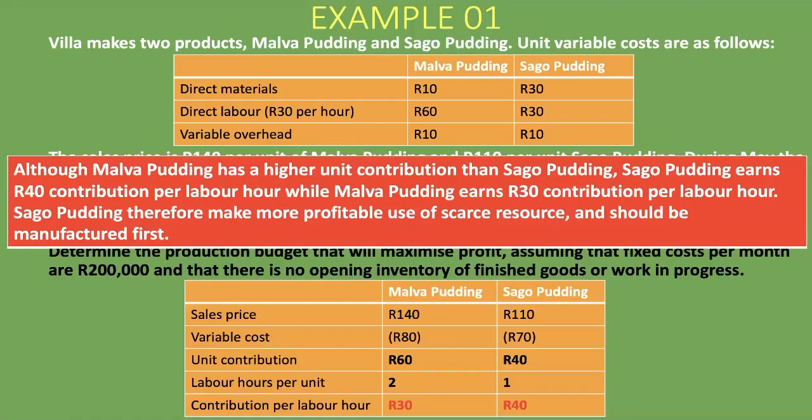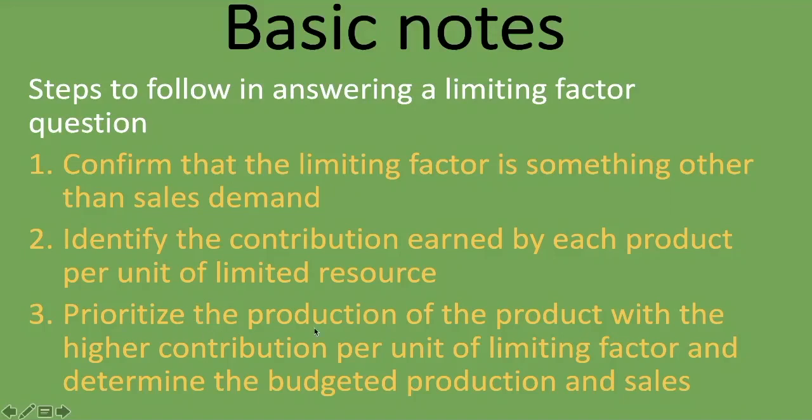Now, what is the third step that we follow? We are told to prioritize the production of the product with the higher contribution per unit of limiting factor and determine the budgeted production and sales. Okay, so we're going to prioritize Sago pudding, obviously, like we've just mentioned, because it gives us the higher contribution per limited factor, which is the labor hours.